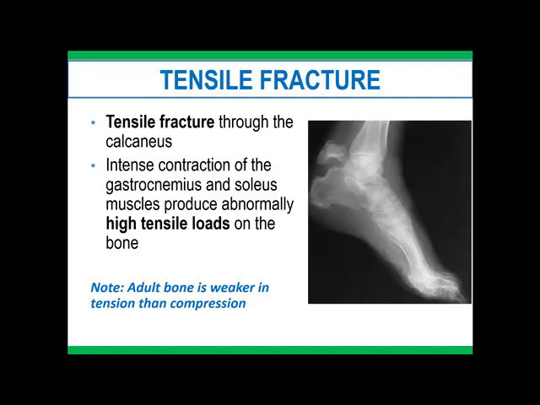What's on the end of that? Our Achilles tendon. What's on the end of that? Our soleus and our gastrocnemius. In other words, the gastrocs and soleus have essentially out-strengthened the bone. They've pulled on it so hard it's ripped off, and then we have a fracture through our calcaneus.